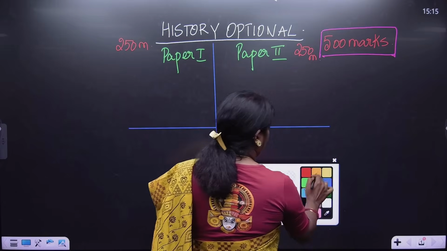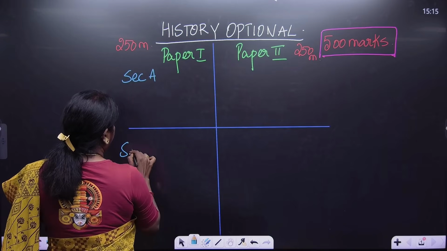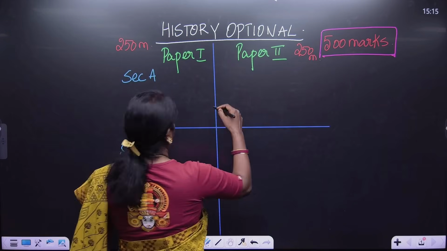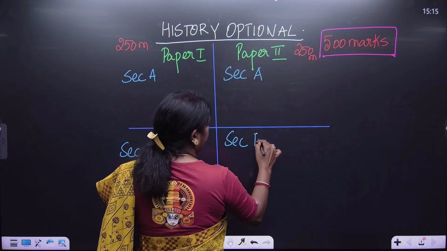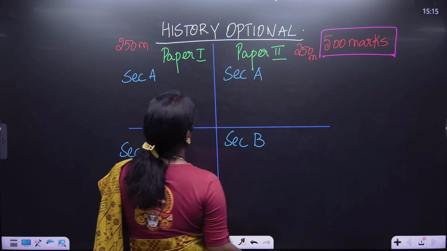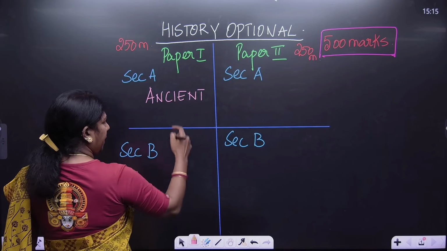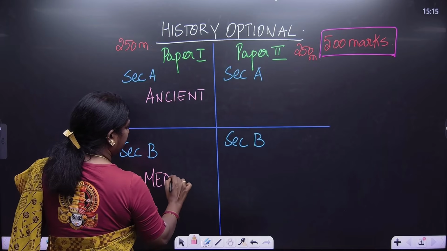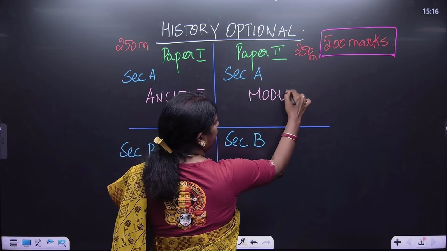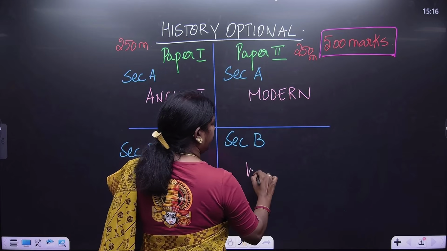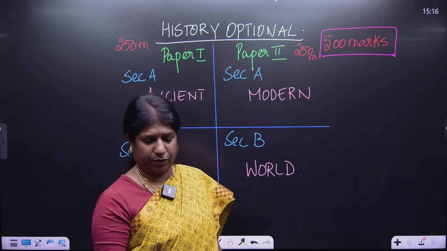Now when you look at the optional pattern, paper 1 has section A and section B, and paper 2 again has section A and section B. To keep it very simple, paper 1 section A is ancient Indian history. Paper 1 section B is medieval Indian history. Paper 2 section A is modern Indian history and paper 2 section B is world history. So this is the syllabus of history optional.